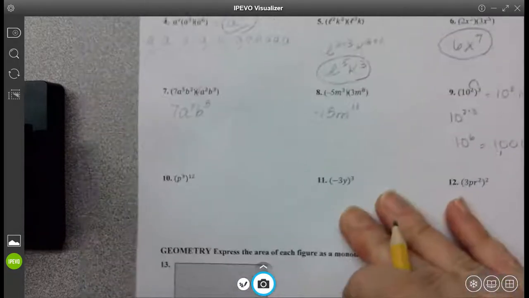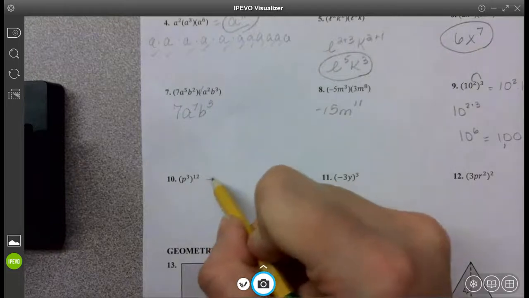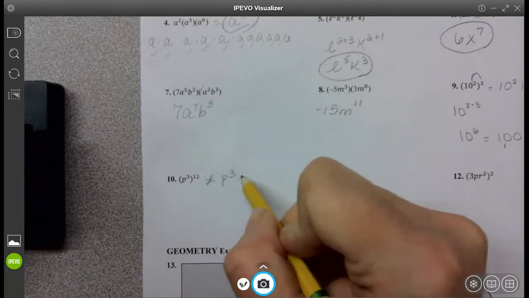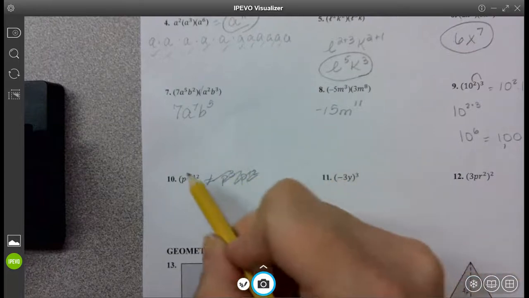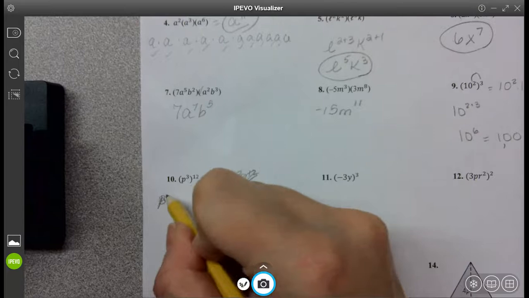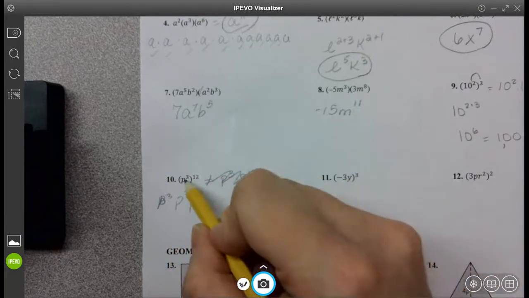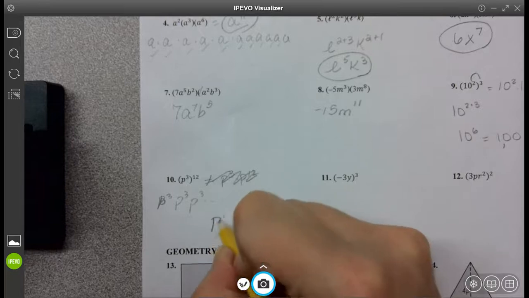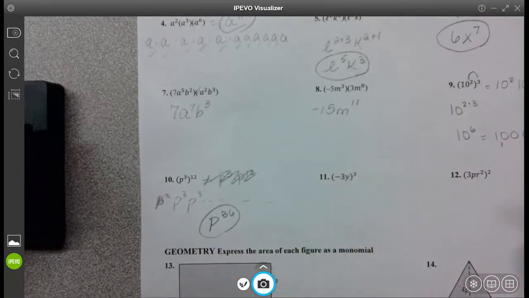Okay. All right. Number 10, you have a power raised to a power. It is not the same as p cubed times p to the 12th. They are not the same. So when you have a power raised to a power, that's the same thing as saying p cubed 12 times. That's a lot. Well, 12 times p cubed, that's 36 p's. So power to a power, you multiply.